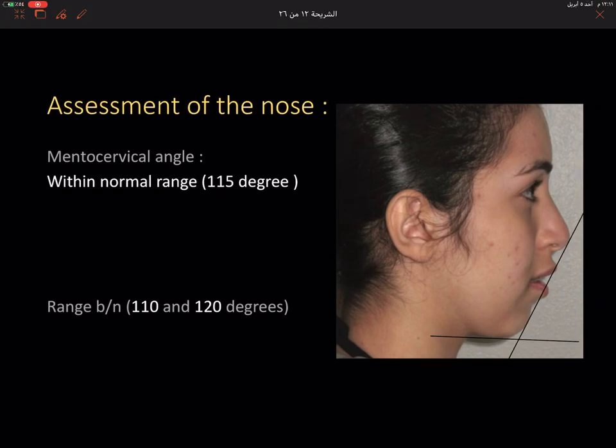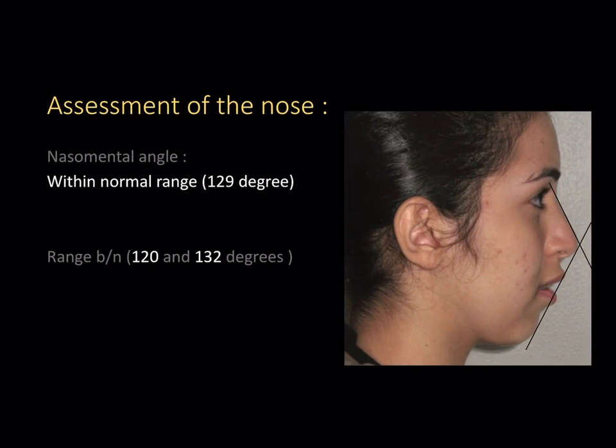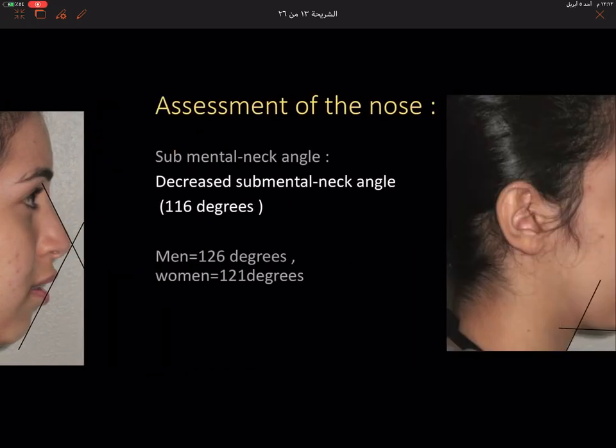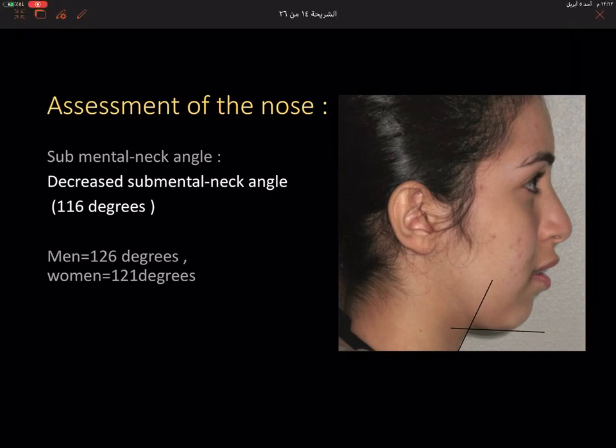Mentocervical angle, this angle is formed by the intersection of the A-line and the mental line. Here this angle is also within normal range, about 115. Nasomental angle is also within the normal range, about 129. Submental and neck angle, there is a decrease in this angle because the normal value in a female patient is about 121, but here the angle is about 116.